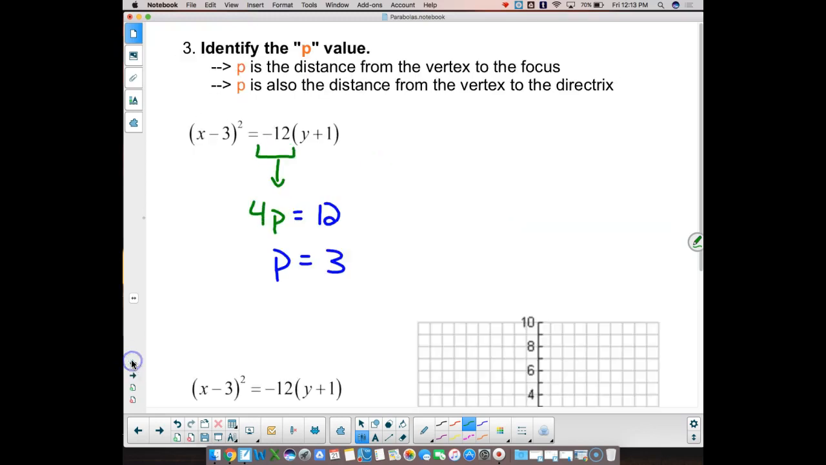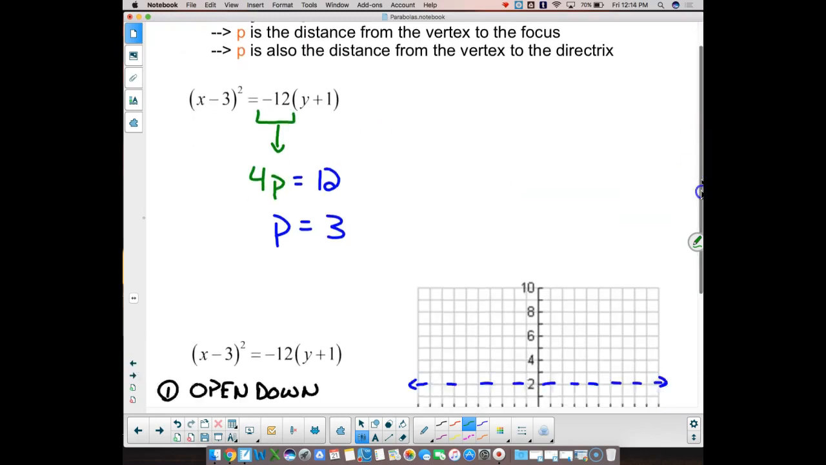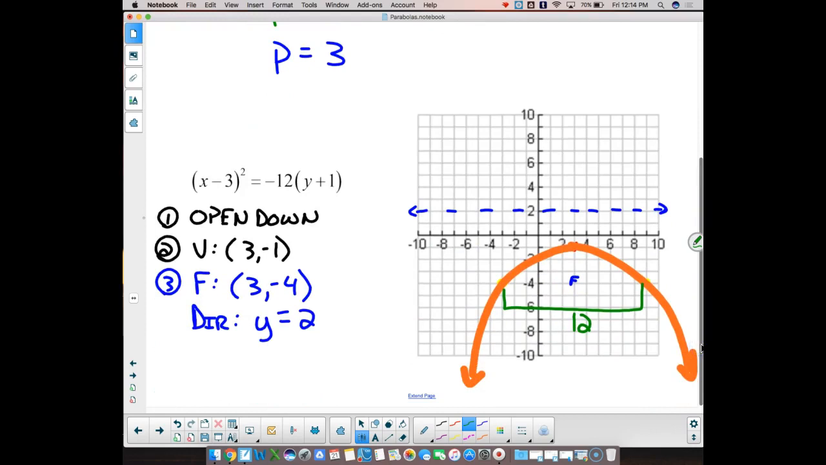So let me go back to it here. The line through the focus and the vertex, we'll put it in purple, is this line right there, which was step number 5, the axis of symmetry, that's x equals 3. And that, ladies and gentlemen, is the steps to graphing a parabola.